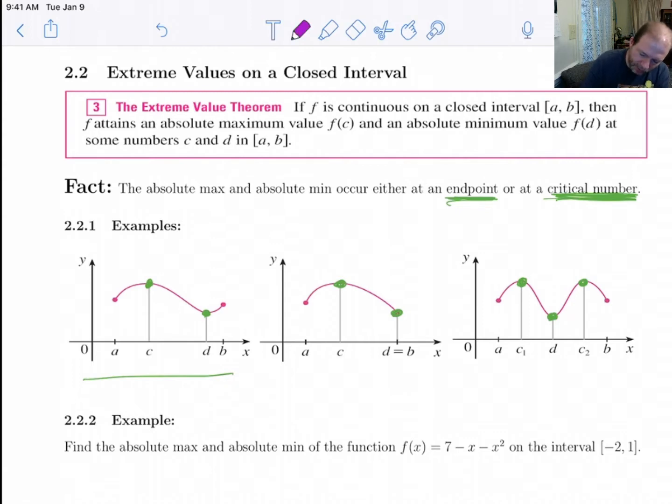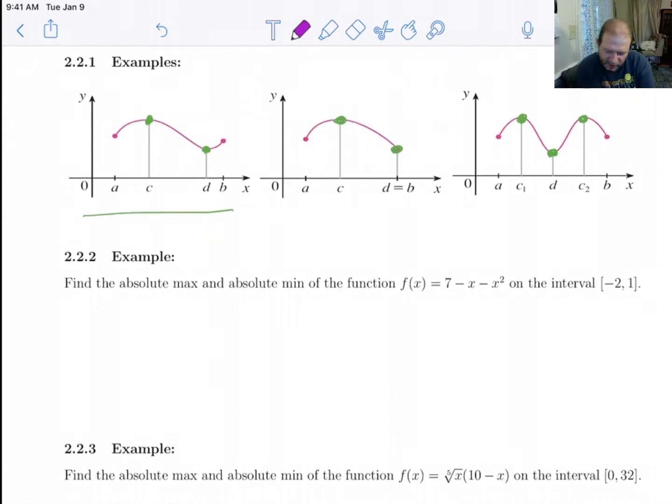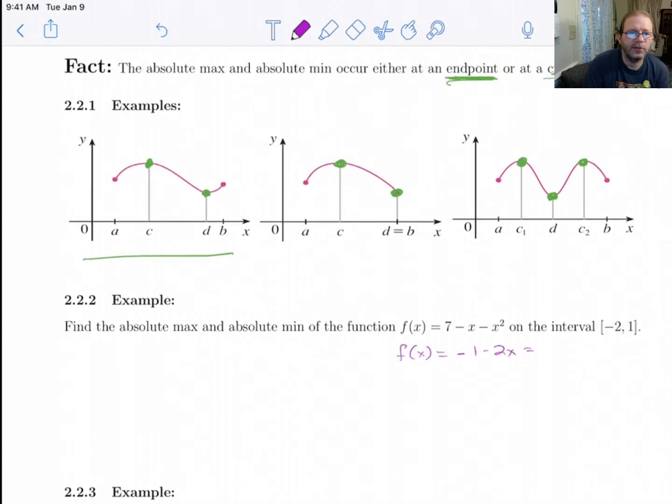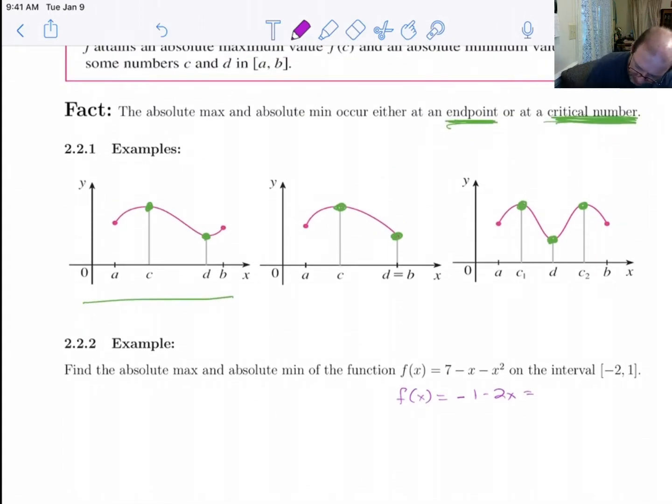So let's do a few examples. Find the absolute max and min of this function on the interval from -2 to 1. All right, so let's take the derivative. We're going to get -1 minus 2x. And why am I taking the derivative? I've got to find the critical numbers. So if I set it equal to 0, then I get -2x is 1, so x is -1/2.